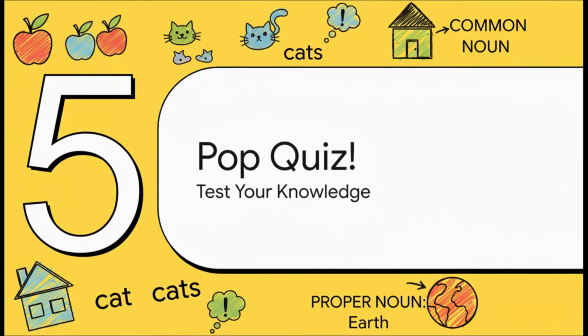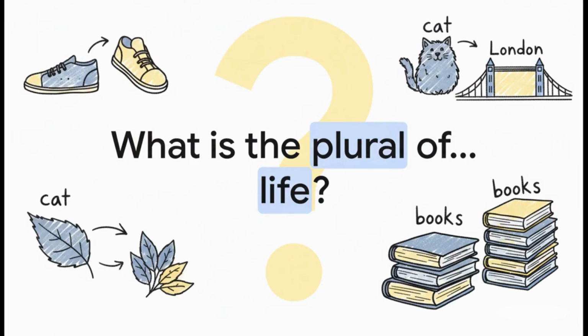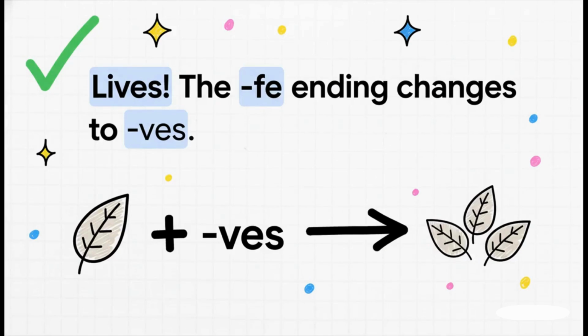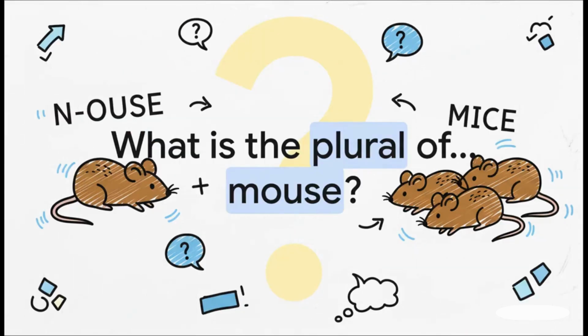Okay, you've seen the rules, you've met the rule breakers. Now it's time to put all that new knowledge to the test. Let's do a quick pop quiz. Ready? All right, first question. Let's start with a regular one. The word is life. What's the plural? Yes, it's lives. You remembered that fe changes to ves. Nice work.